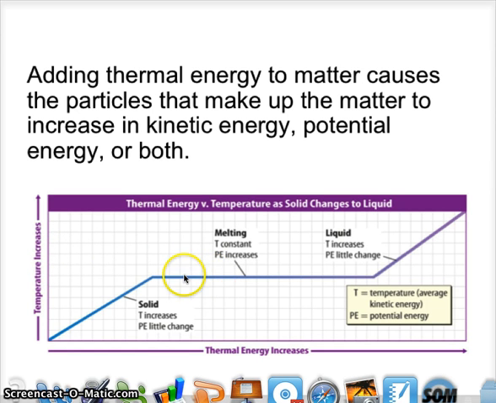Once we see that it overcomes those attractive forces, we're going to see a change from, in this case, solid to a liquid, and then again we'll see both the temperature and the potential energy increase. So at each point when it is going through a melting or a change of state, we're going to see that the graph will flatline out.